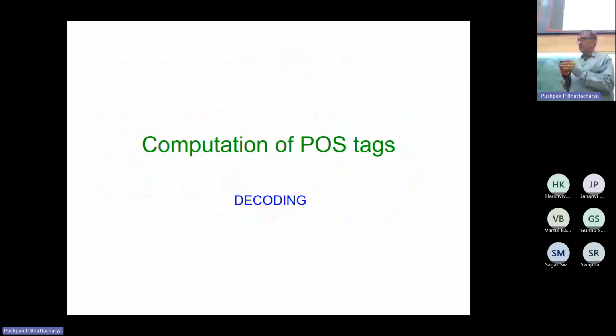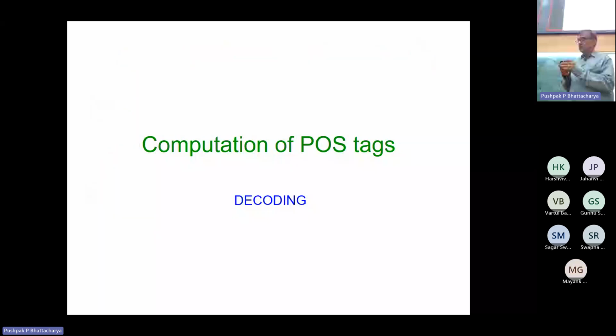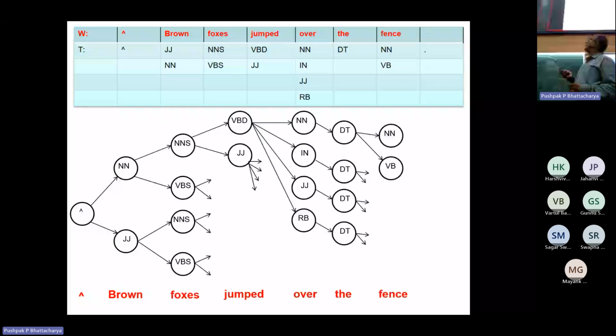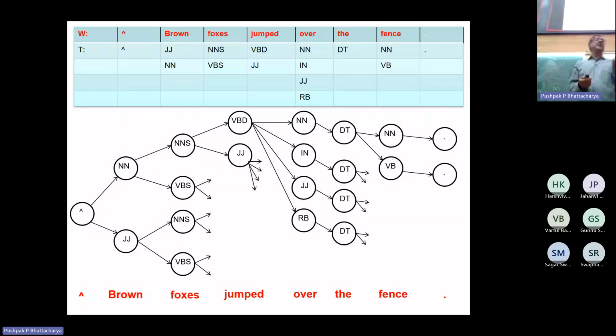The computation of call stacks we saw last time essentially involves creating a search tree and navigating through it to find the highest probability path. Here the sentence is 'brown foxes jumped over the fence', and I would like you to make note of two guards for this kind of sequence. The first guard is at the beginning, the hat symbol, and the second is at the end, the dot symbol.